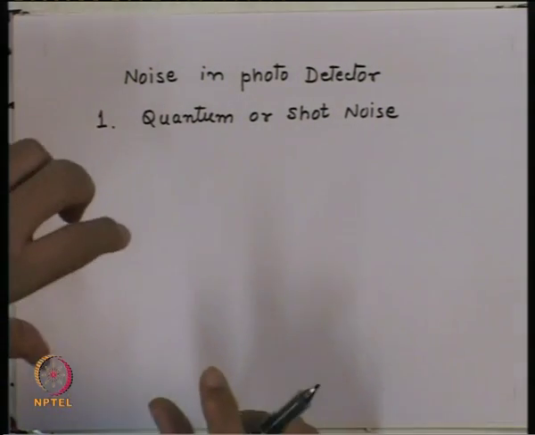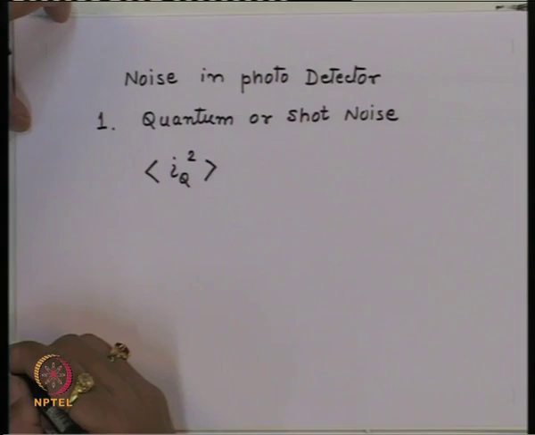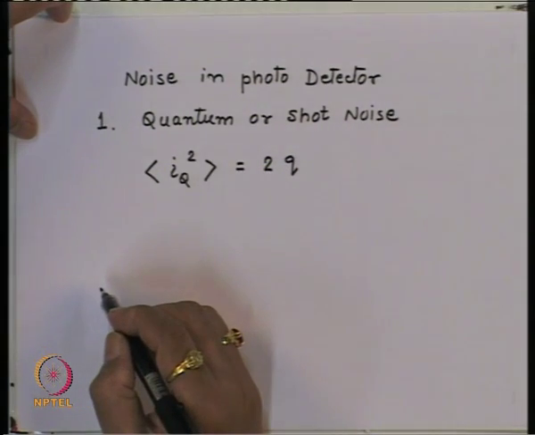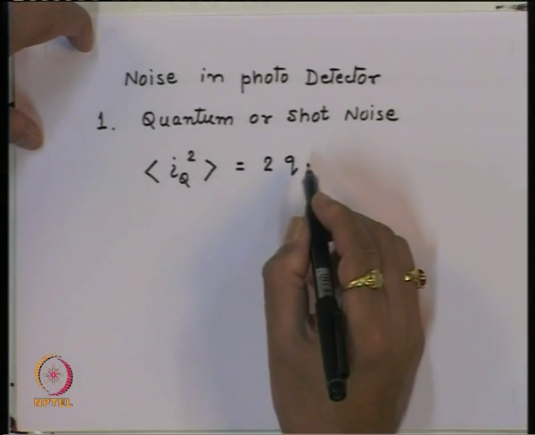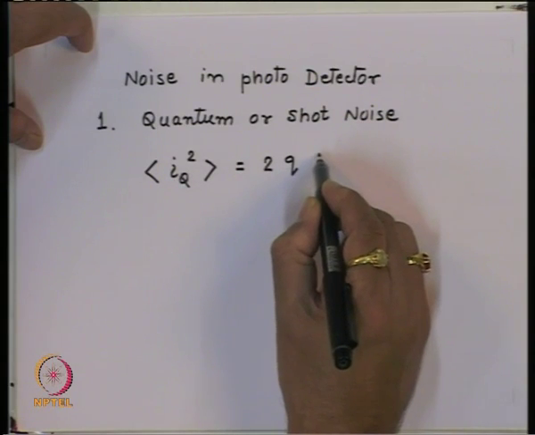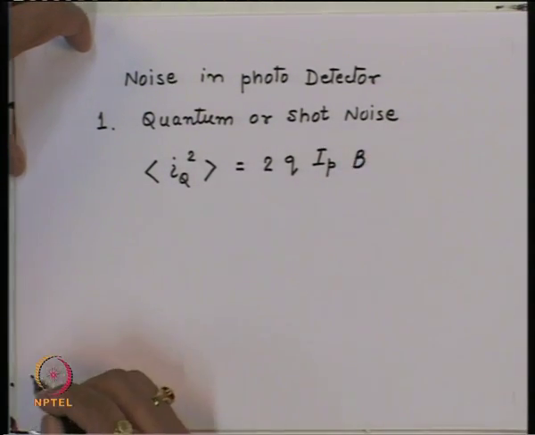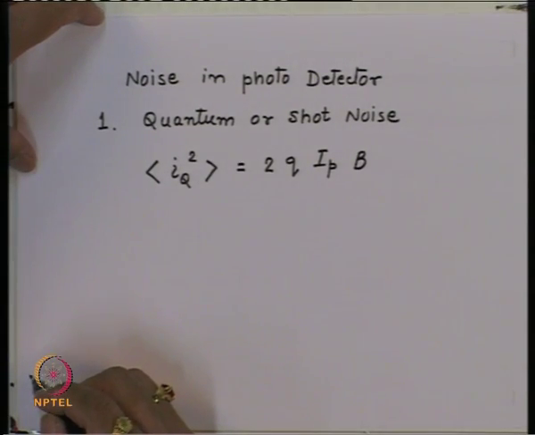So, if I say that the fluctuating component of the current is denoted by small i, then the mean square value of the fluctuation current i_q squared is equal to 2 times the charge of the carrier, multiplied by the average value of the photocurrent, which is I_p, multiplied by the bandwidth of the circuit, multiplied by the avalanche amplification factor squared, and multiplied by the noise figure of the avalanche multiplier.